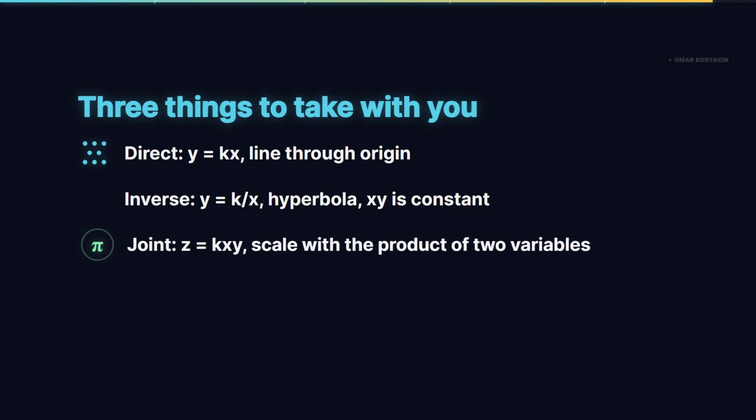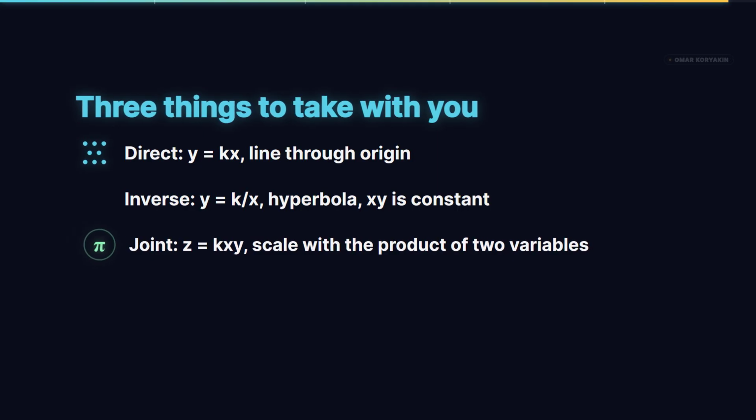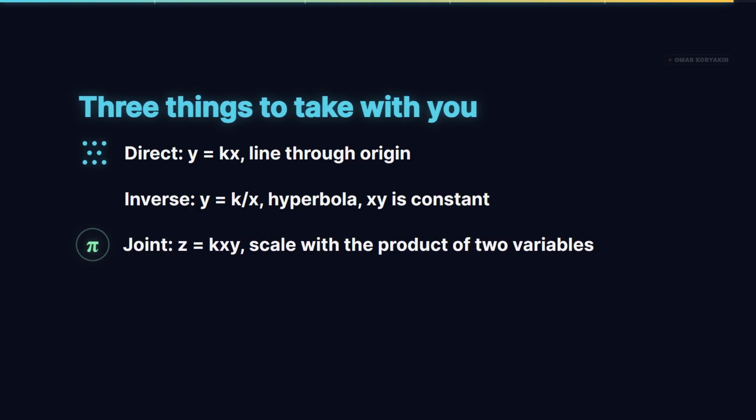Joint variation extends direct variation to two driving variables. Z equals k times x times y. To find k from a known triple, divide z by the product xy. To find z from new x and y values, multiply k by their product.